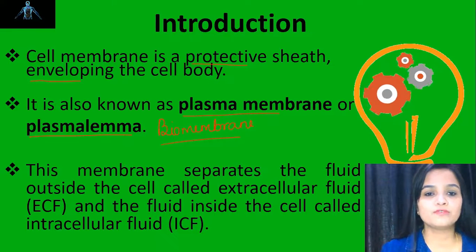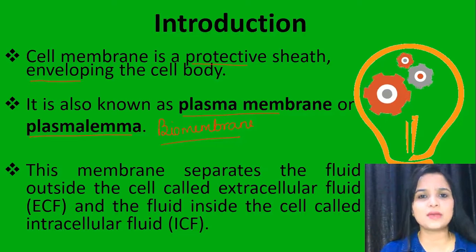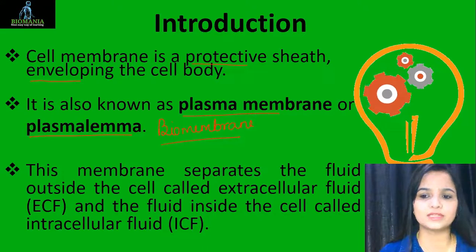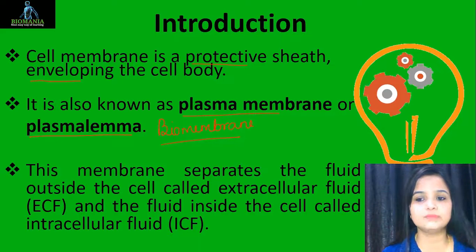So in your question, if you are getting plasma membrane, plasmalemma, cell membrane, biomembrane, it means they are talking about only one thing, that is the cell membrane. So you have to describe only that thing. So it means four names, only one thing.